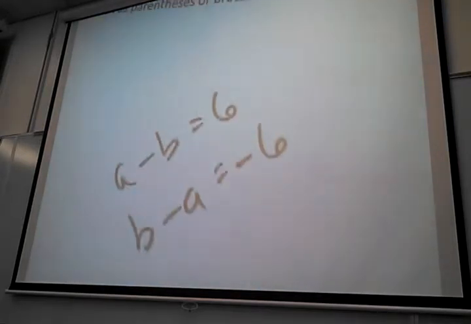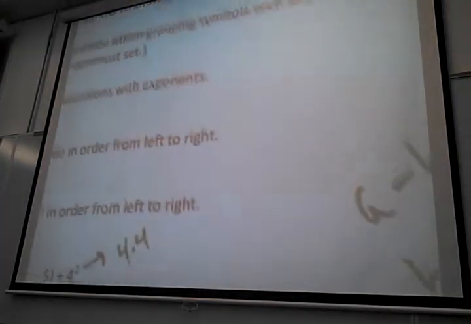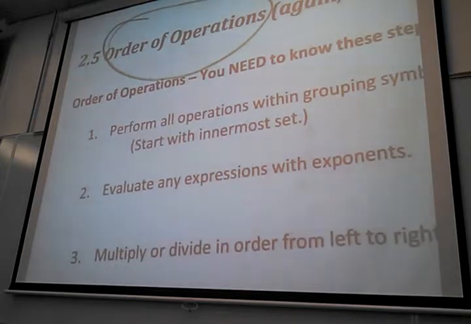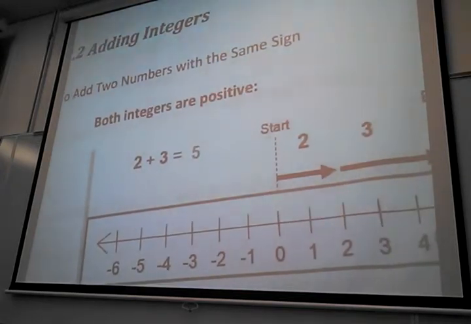Now, I did promise somebody one thing. I'm not going to say much about section 2.5. This is order of operations. You've already talked about that. But somebody asked me to go back to 2.1 for a second and talk a little bit about absolute values.